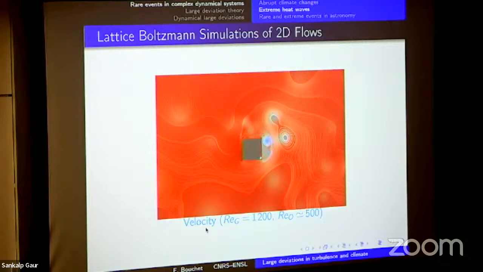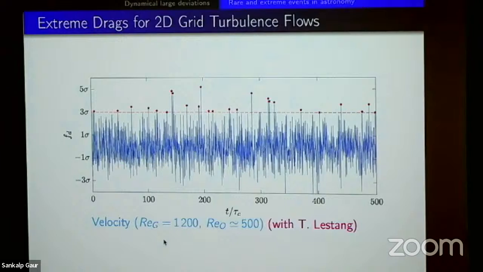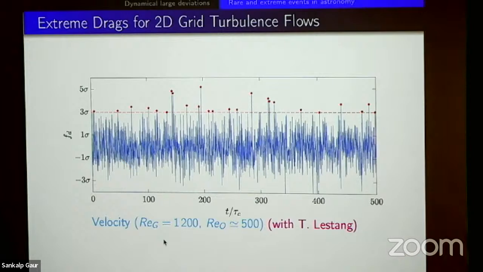And here we were computing the drag and looking at extreme events for the drag. So this is the statistics for the drag. In this case, we have empirically computed the correlation time, which is basically the typical time your flow needs to pass through the obstacle. Just an advection time of the same order of magnitude. And then here we have a few hundreds of this correlation time. And then we look at the very rare events, the values of the drag which are extremely large. So we have studied this a lot directly and using algorithms that come from large deviation theory.